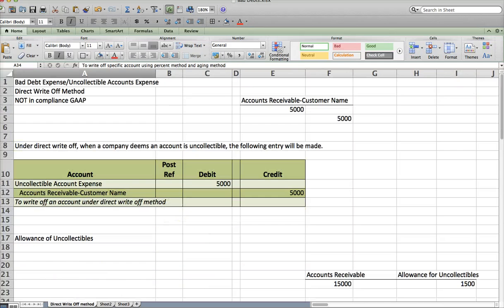Alright, so the main takeaway here is that the direct write-off method is where you just hit uncollectible expense in the customer's name at the time that you decide that it's written off. So there's no estimating going on. The problem with that is that it's not in compliance with GAAP. So only non-publicly traded companies and companies that do not have to be in compliance with GAAP would be able to use the direct write-off method.